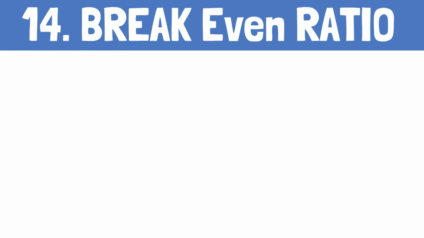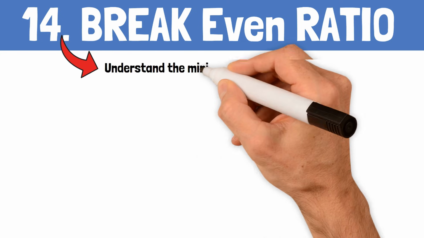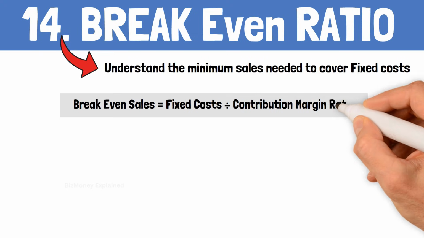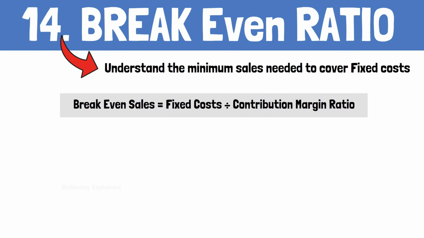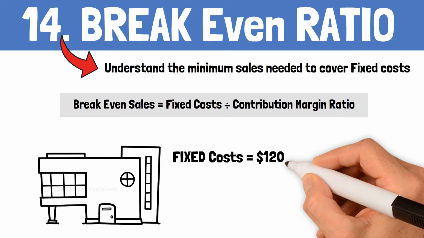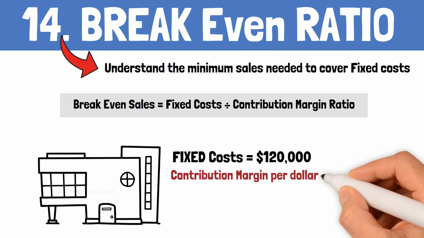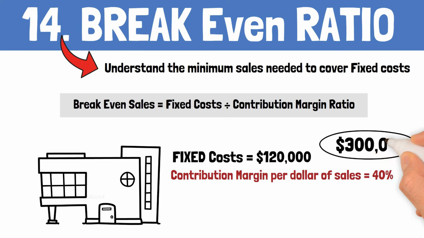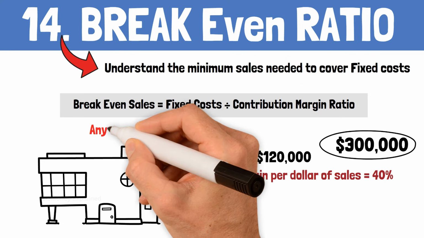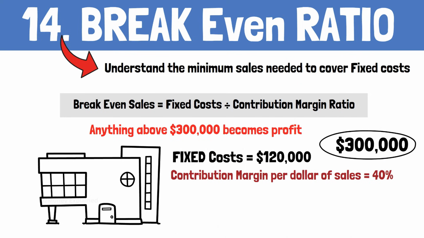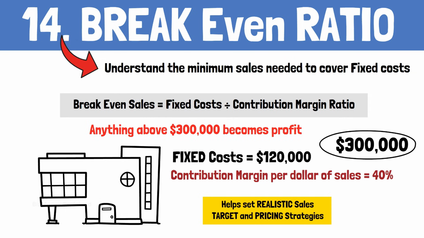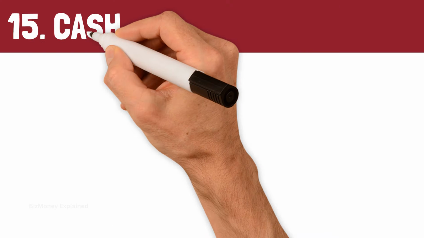Number 14. Break-even ratio. The break-even ratio helps you understand the minimum sales needed to cover fixed costs. The formula is fixed costs divided by contribution margin. Imagine your fixed costs are $120,000 per year. Your contribution margin per dollar of sales is 40%. Divide $120,000 by 40% and you learn that you must generate $300,000 in revenue to break even. Anything above that becomes profit. This ratio helps set realistic sales targets and pricing strategies.